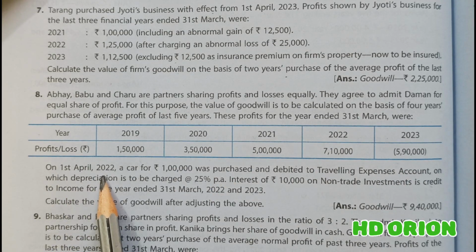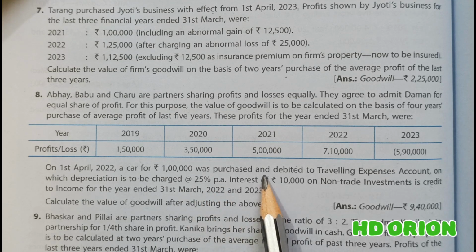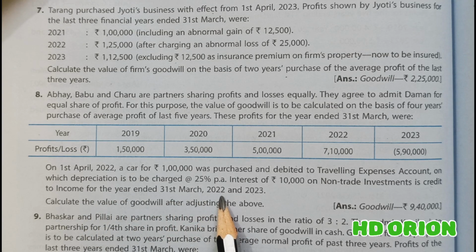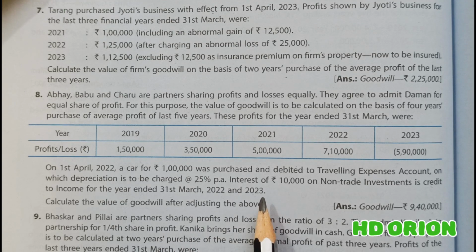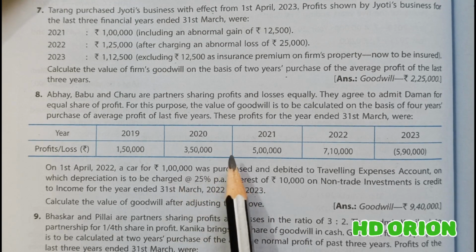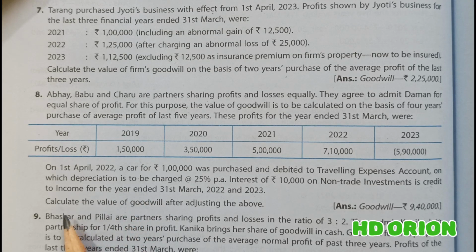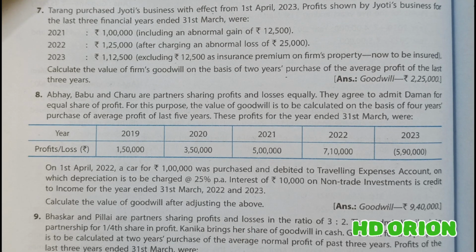On 1st April 2022, a car of rupees 1 lakh was purchased and debited to travelling expenses account, on which depreciation is to be charged at the rate of 25% per annum. Interest of rupees 10,000 on non-trade investment is credited to income for the year ended 31st March 2022 and 2023. So the details related to abnormal losses are given here. So these abnormalities we have to treat in the respective years in which they have occurred. Calculate the value of goodwill after adjusting the above. So let us see the detailed explanation of it in the solution.